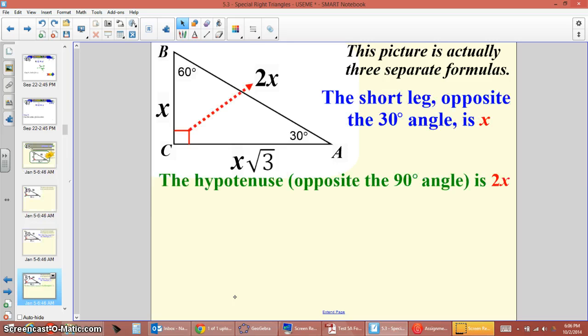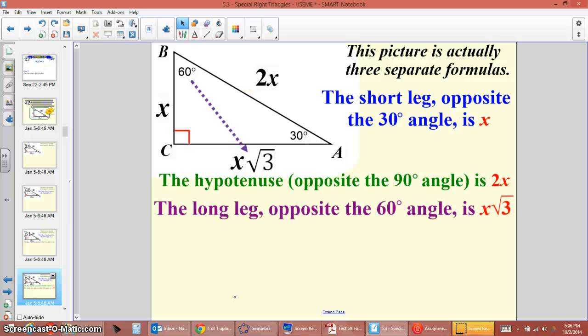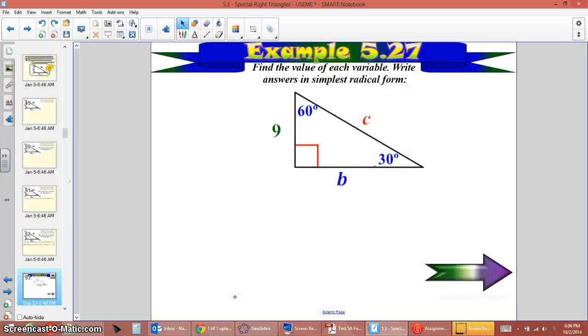Across from there, we get x, 2x, and x root 3. Right here, I'm given the shortest side. Do you see this? C, I automatically know is 18 because I doubled it. And B, I automatically know is 9 with a root 3 behind it, because this is my x value. I double the shortest side to get C, and I add a root 3 behind it to get B.